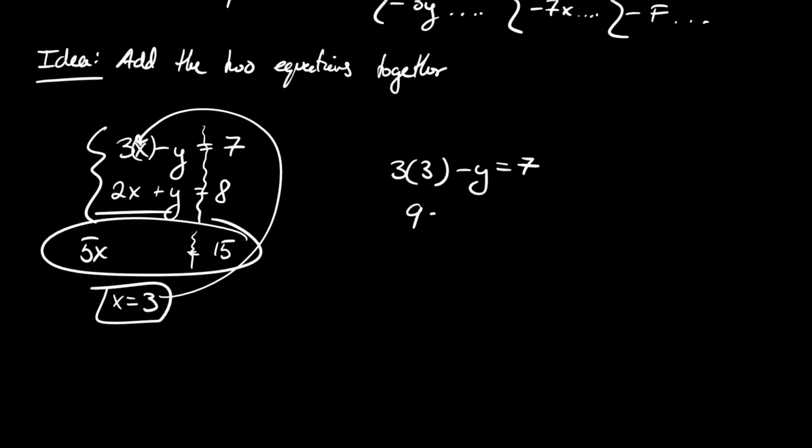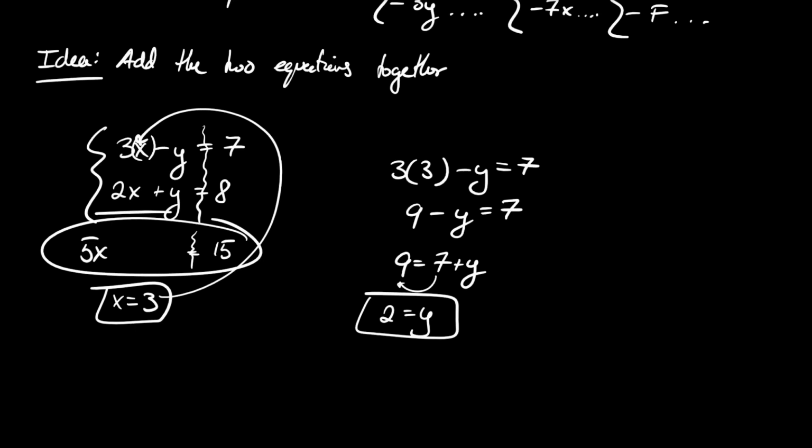Okay, that's 9 minus y equals 7. I'm going to move y over to the other side. And then I'm going to move 7 over here by subtracting 7 from both sides. And we get y equals 2.